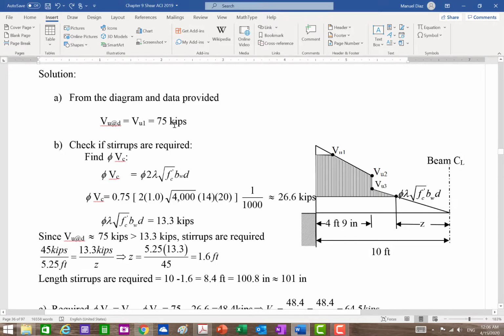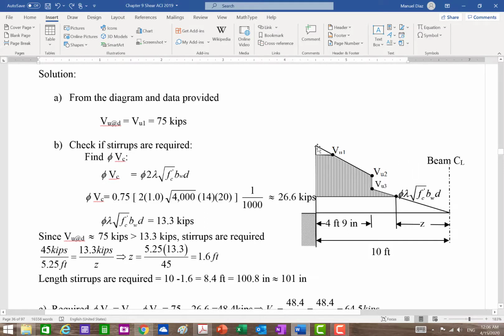BU at D, which is 75, is way bigger than that. So now we need to find the length that needs to be covered by stirrups. Again, you can do that by proportions, but now what proportions do I use? That's what the diagram wants to show you. So what do you do now with the proportion?